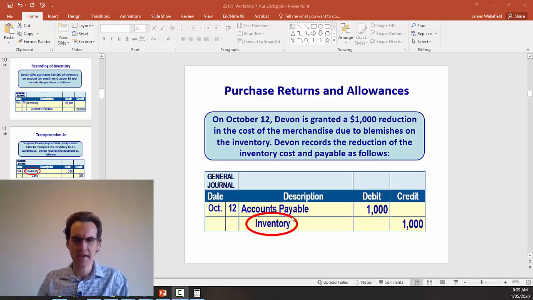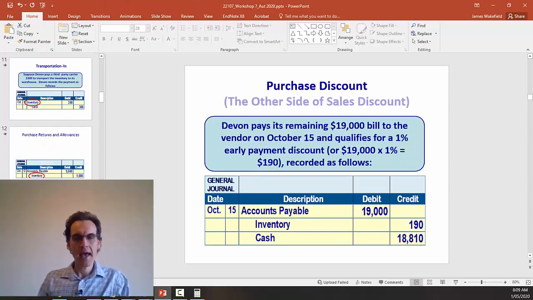So in this particular case, what you can see there is the supplier grants them a reduction in the cost, and so therefore the retailer no longer owes the supplier the amount of that reduction, which is why we reduce accounts payable here by the $1,000.